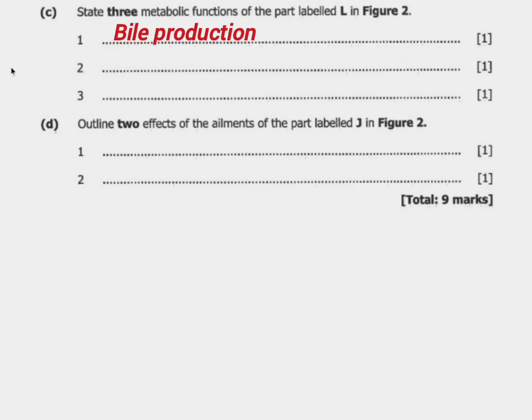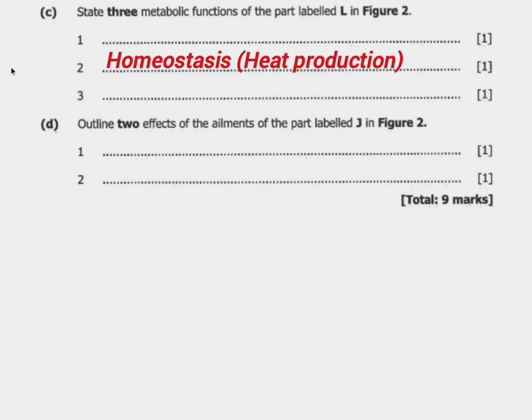Apart from bile production, you can talk of red blood cell production. Apart from red blood cell production, you can talk of storing glucose in form of liver glycogen. Storage of glycogen in form of liver glycogen. Apart from that one, detoxification of drugs such as alcohol and other substances. Apart from that one, it also has an important role in homeostasis, as it is able to produce what? Heat.